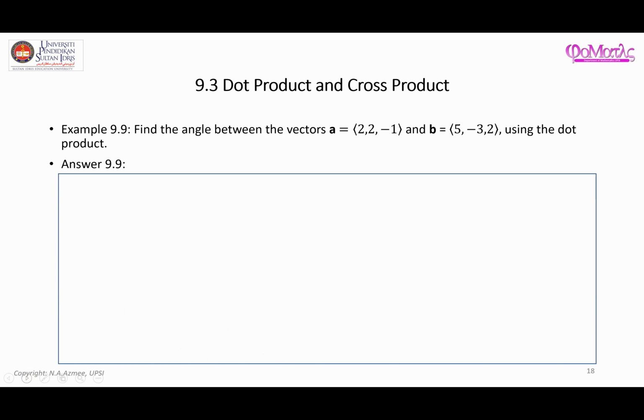Alright, next, find the angle between these two vectors using the dot product. First we have the formula. The formula is A dot B, the dot product, is equal to the magnitude of A times the magnitude of B times cos theta. Here the vector A is 2, 2, -1 and the vector B is 5, -3, and 2.